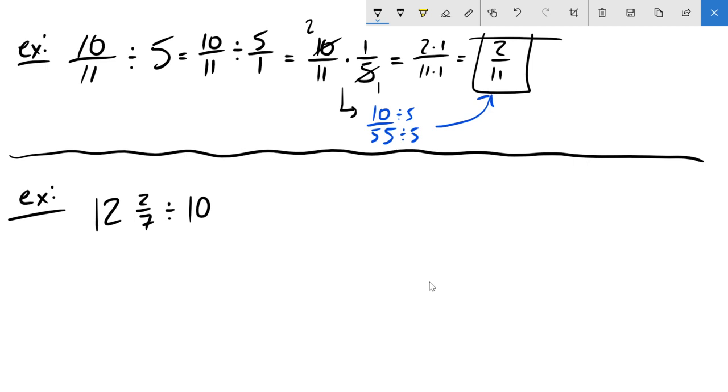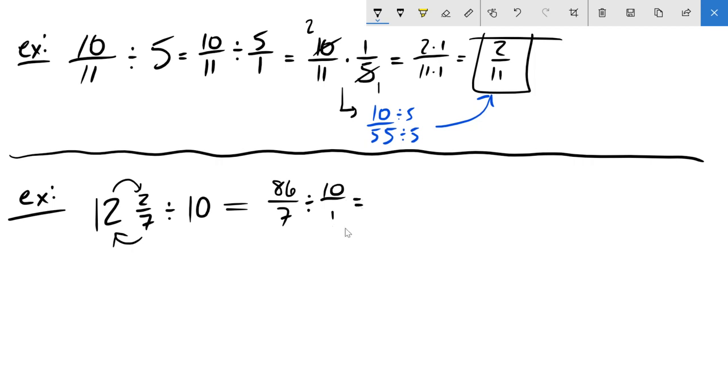So here I've got a fraction, here I've got a whole number. What do I need to do with both of them? I just need to convert them into improper fractions, right? So 7 times 12, what does that give you? 84. And then 84 plus 2 is 86 out of 7. And then 10 should be rewritten as 10 over 1. Now we've got both.